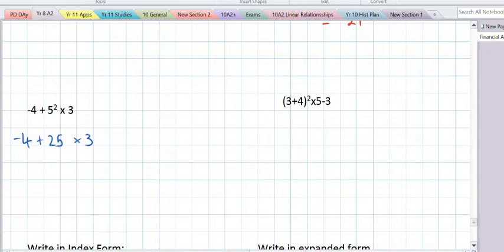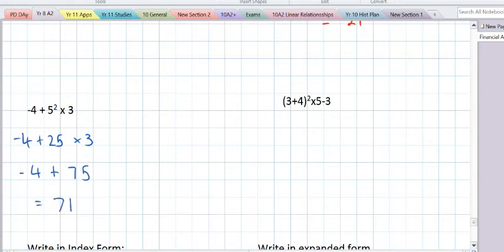Alright, now which is next? The times, good. So brackets first, then exponents, we just did the exponents bit, and then multiplication and division. 25 times 3 is 75. Leaves us with minus 4 plus 75 equals 71.